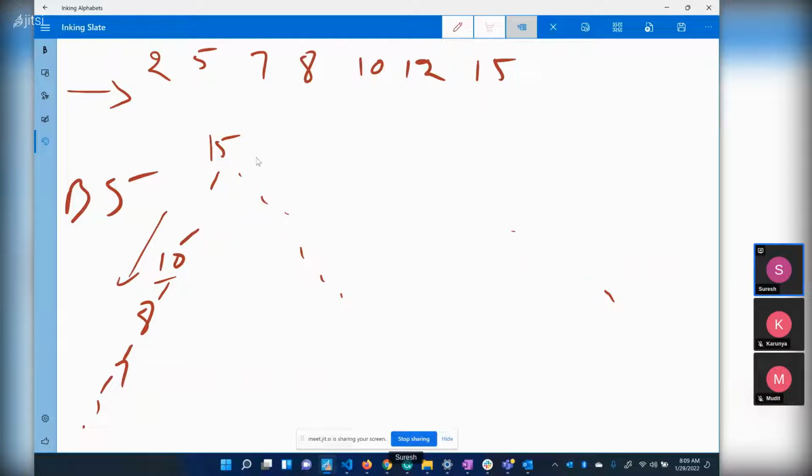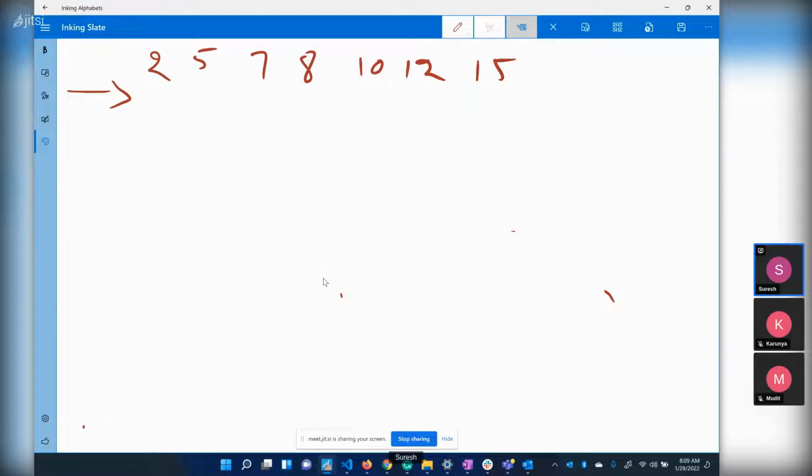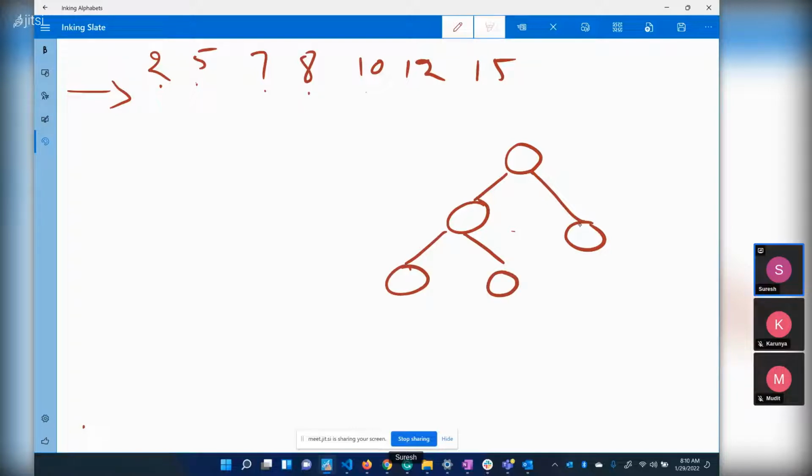So any ideas? Let's say this is the given example. If I want to construct a balanced binary tree, what is the best way? How many elements do we have? 1 2 3 4 5 6 7. So 7. A balanced binary tree looks something like this. So we got the tree. Now tell me what numbers you want me to put where.